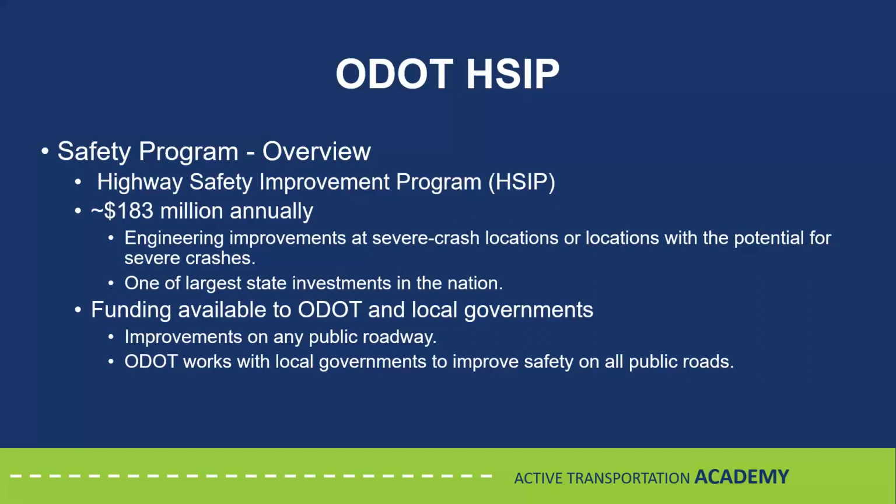Next, I want to talk about the ODOT HSIP, Highway Safety Improvement Program. ODOT dedicates about $183 million annually for engineering improvements at severe crash locations or locations with the potential for severe crashes, one of the largest state investments in the nation. This funding is available to ODOT staff and local governments, and it can be used to make improvements on any public roadway. In addition to highways, ODOT works with state and local organizations to make investments that improve safety on all public roads.